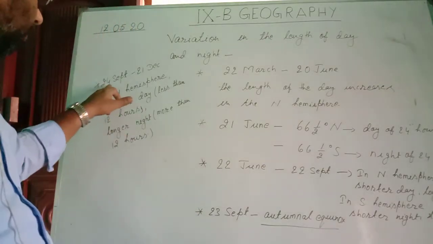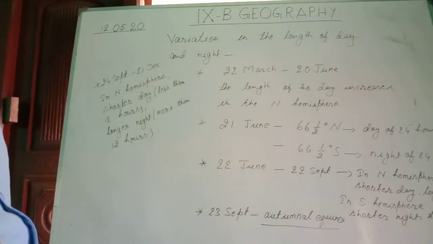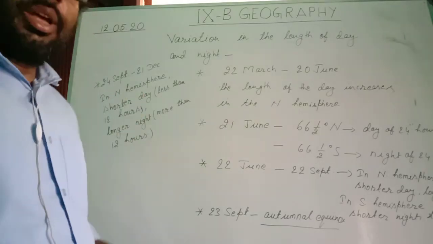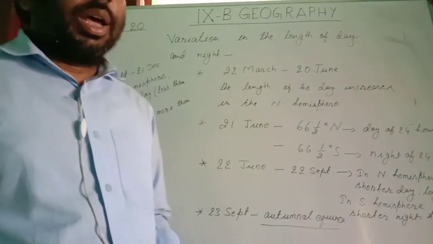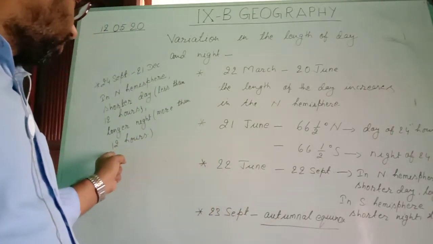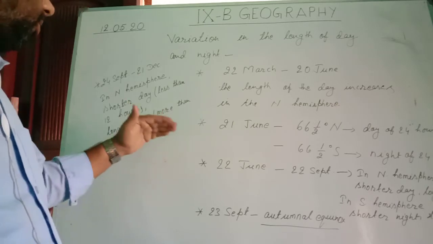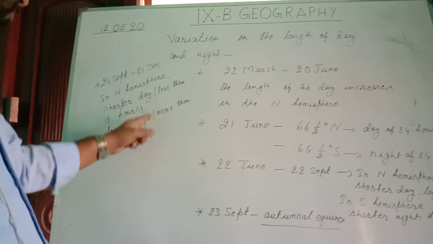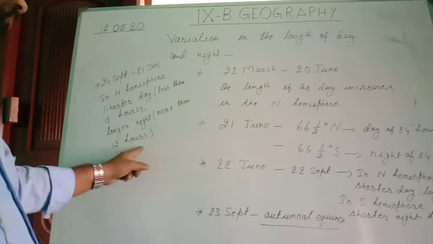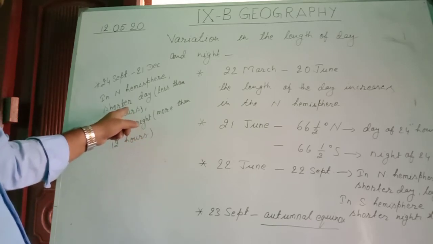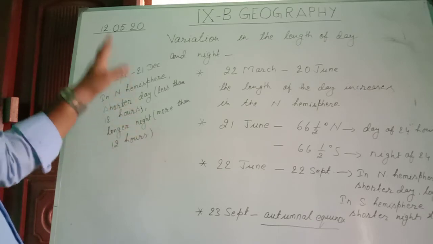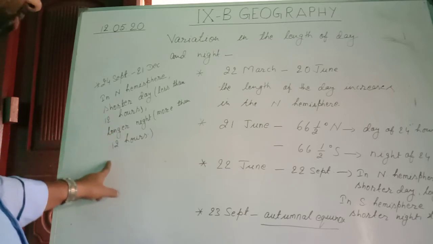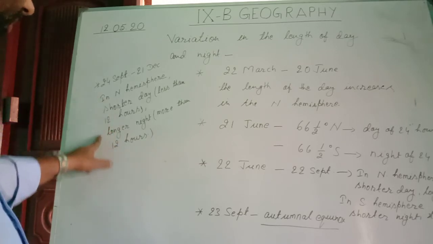But between these two dates, 24th September and 21st December, in the northern hemisphere the length of the day is less than 12 hours and the length of night is more than 12 hours. In the southern hemisphere, the length of the day will be more than 12 hours, but the length of night will be less than 12 hours. In the southern hemisphere there is a vice versa, the opposite of this phenomenon.